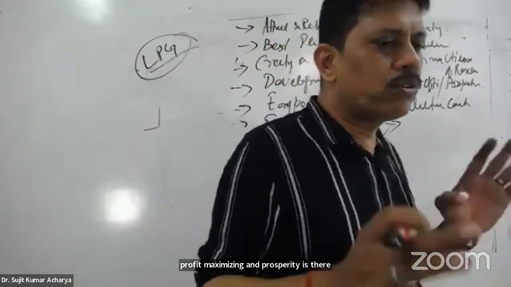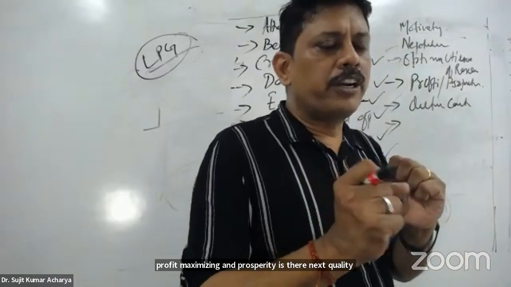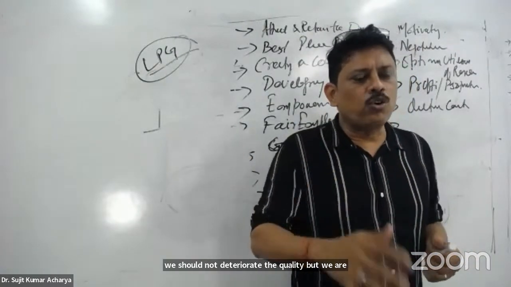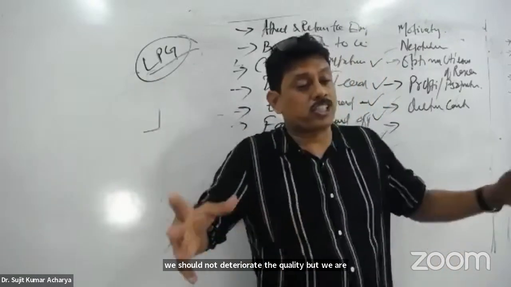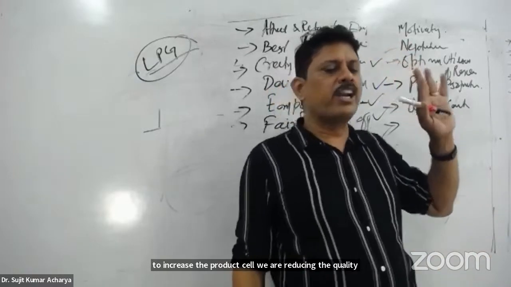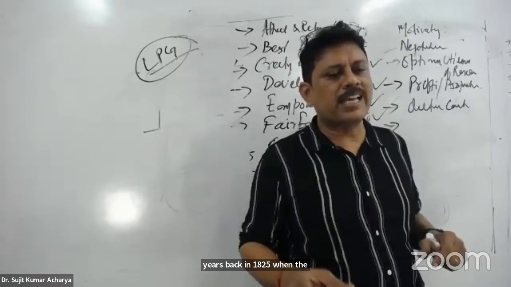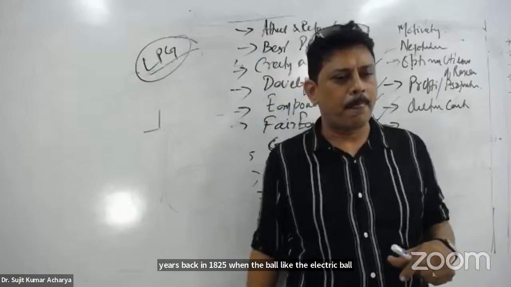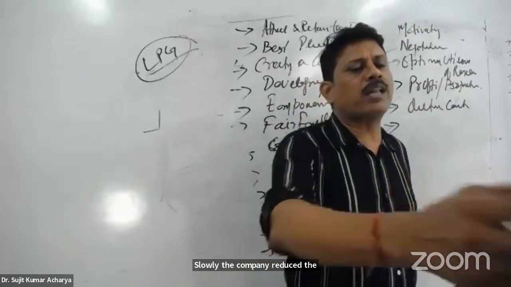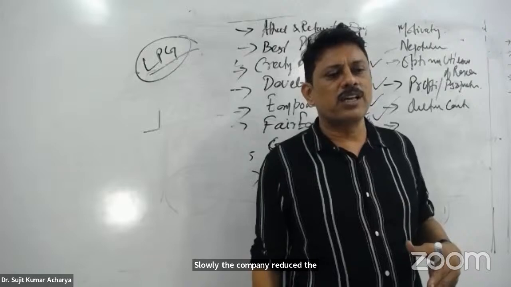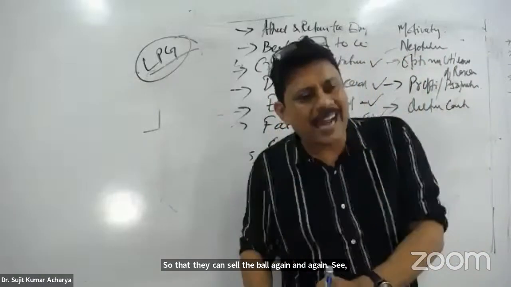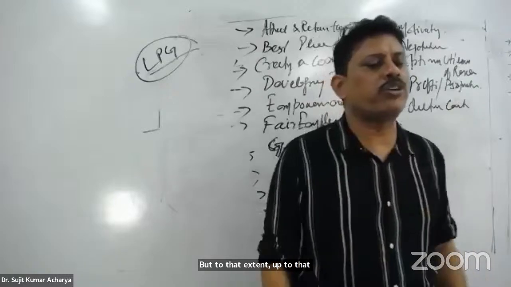Next, quality control. We should not deteriorate the quality. But nowadays, we are reducing the quality to increase the price and increase the product sales. Years back, when the electric bulb initially came, it lasted 2,500 hours. Slowly, the company reduced the quality so that the bulb gives light for 1,000 or 1,500 hours, so that they can sell the bulb again and again. See, that is also one technique. But up to that 1,000 hours, the bulb should continue to give service.